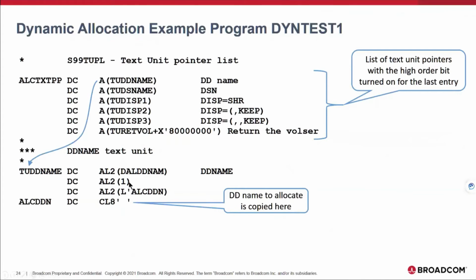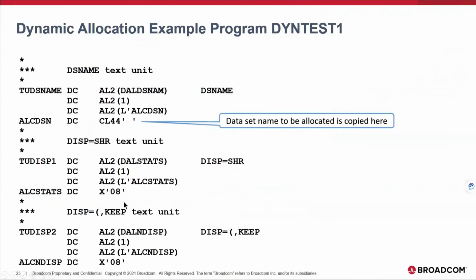This DALDDNAME. There's one occurrence of this length text pair, and it's 8 bytes long, and then here is the DD name. So what we're going to do is copy from the DDN keyword. We're going to copy that value here, and then for the dataset name, we'll copy the dataset name value here. So here it is, the DALDSNAME. There's one occurrence of the length text pair. Got the length of 44 here, and then there's the 44 bytes. So it's just very simple.